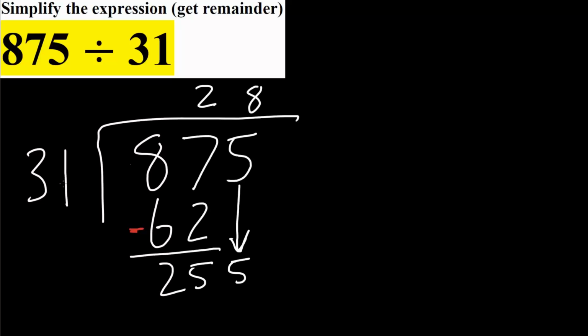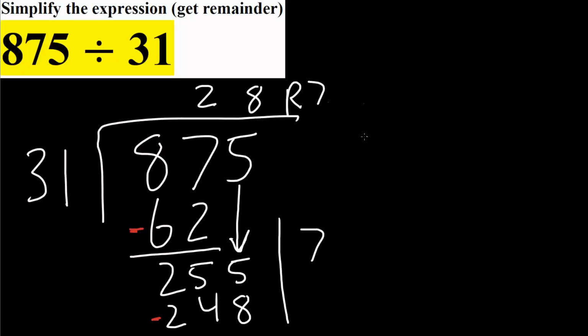8 times 31 is 248. And we do the opposite sign. So right now it's positive, now we make it negative. So we have to do 255 minus 248 would give us 7. So we have a remainder of 7. And so when we write our final answer, we say 28 space 7 divided by 31.